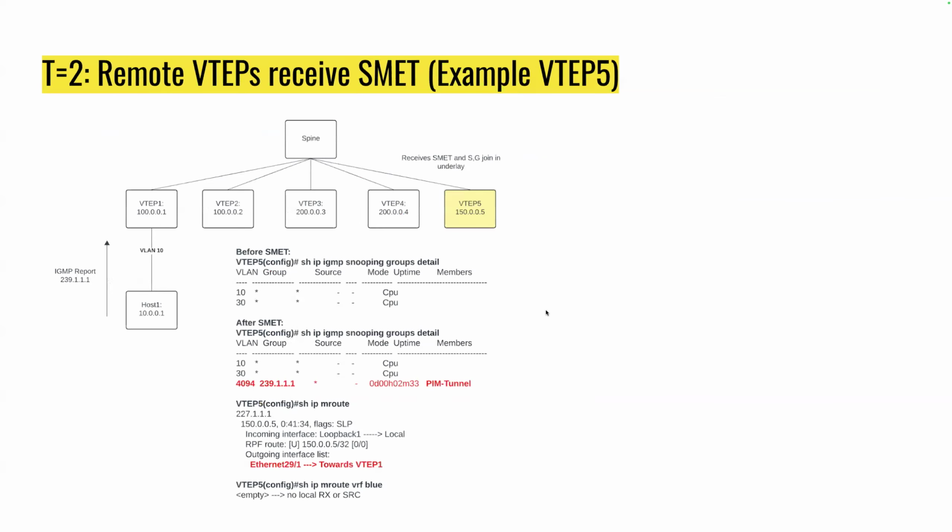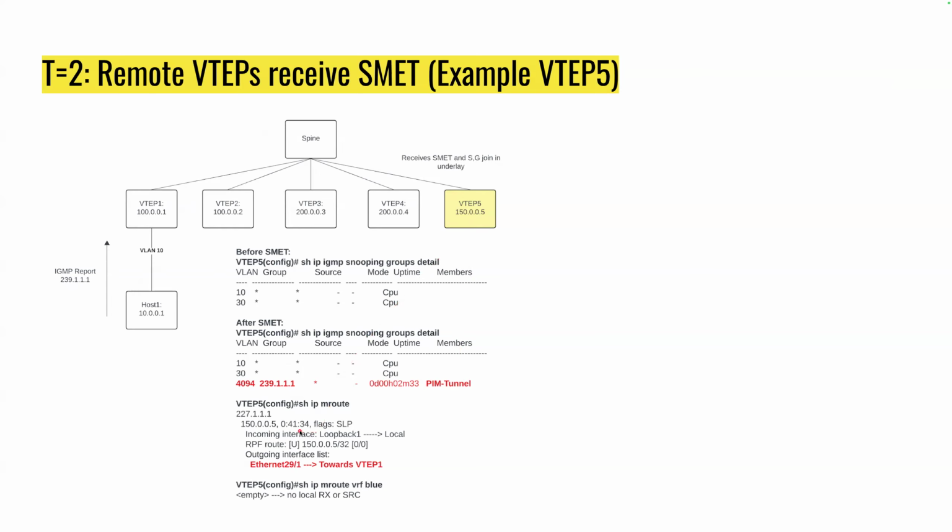Okay, let's move to t equals 2. Let's say the remote VTEP receives the route, in this case VTEP 5. Before the route is received, if you run show ip igmp snooping groups, there is nothing here. Once the route is received, you see this entry being created for the group 239.111, with VLAN 4094, and we have a PIM tunnel for that. As of now, we do not have the receiver online yet on VTEP 5.